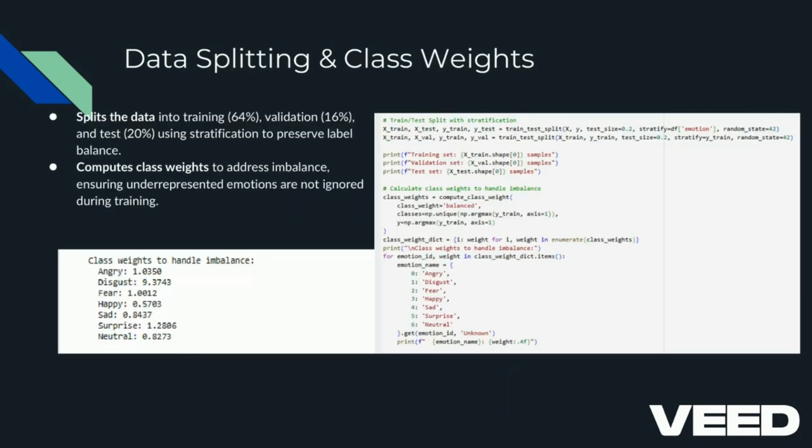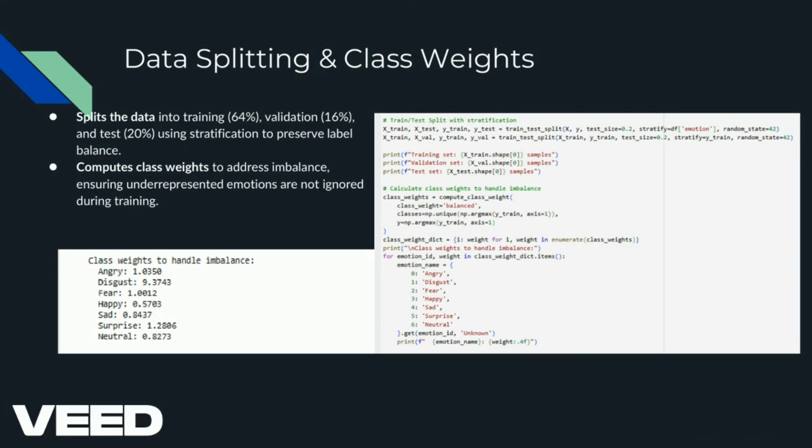Moving on to data splitting and class weights. After cleaning, we split the dataset into training, validation, and test sets, roughly 64, 16, and 20 percent respectively. We use something called stratified sampling to make sure the emotion labels are evenly spread across all the sets. But one issue with emotion datasets is that some emotions like happy are more common, while others like disgust barely show up. To fix that, we compute class weights so that rare emotions get more attention during training and the model doesn't get biased.